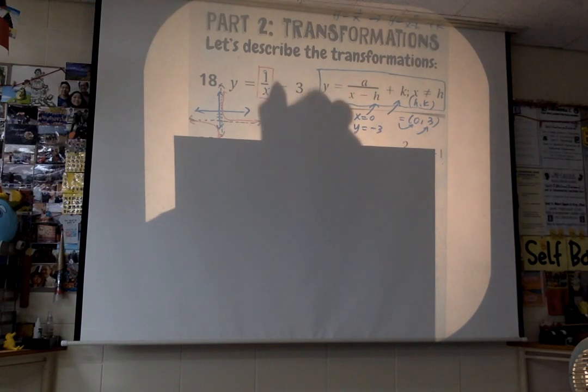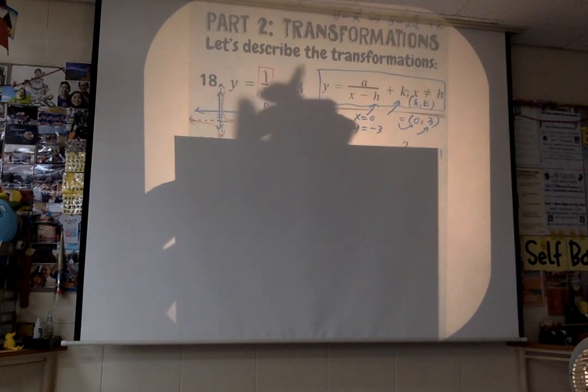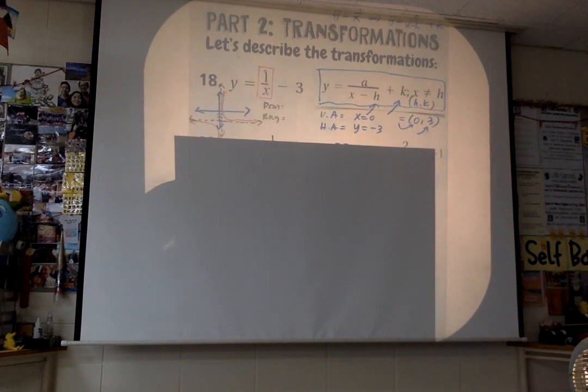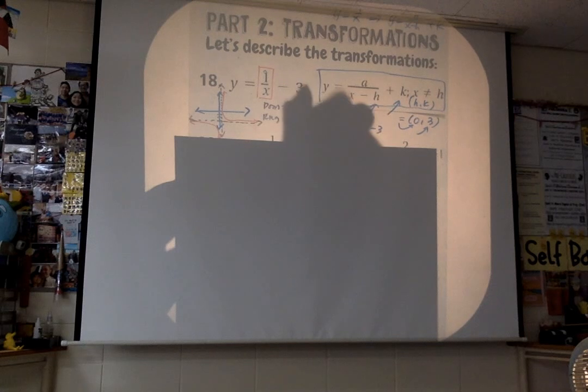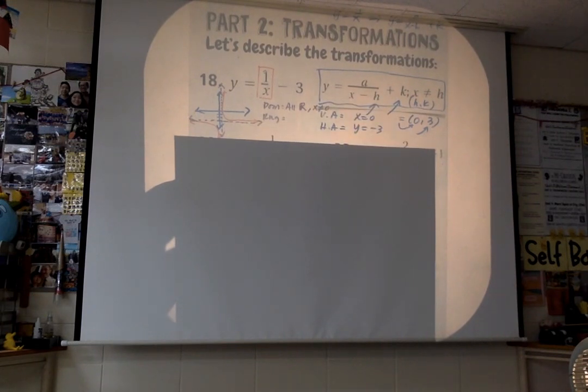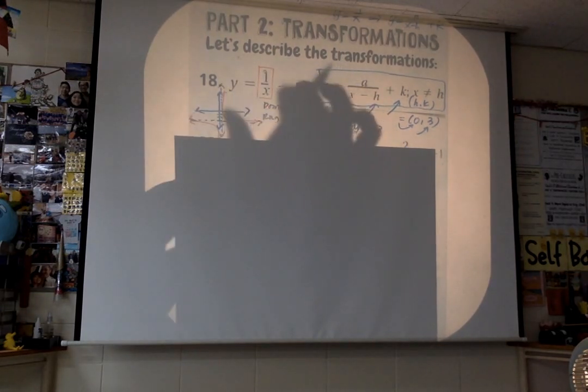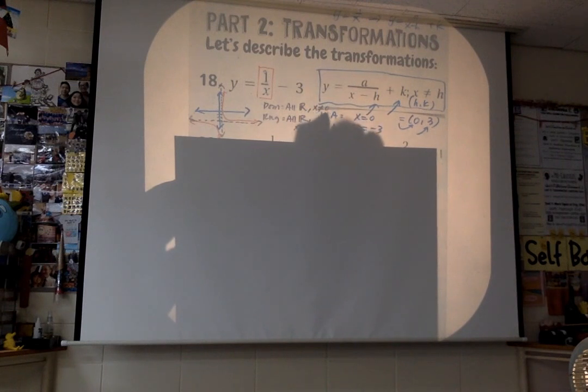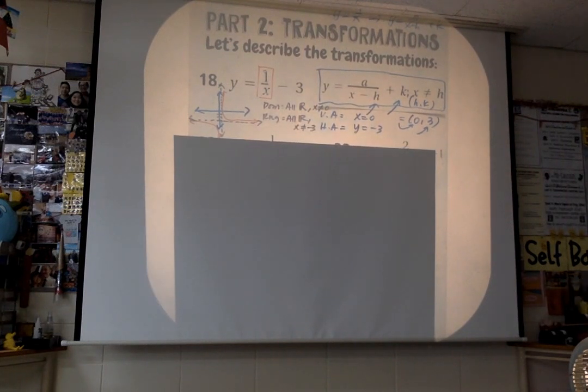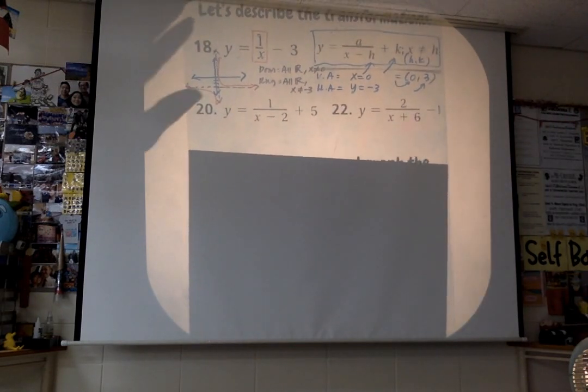Now, let's actually tell me the domain and range. Domain is what? Is there any x value that it cannot be? Yes, 0. So it's all reals except x cannot equal 0. And how about the y value? It's all reals, because it could go up and down forever, but y cannot equal negative 3, so we have to state it that way. All right? So now go ahead and try number 20 on your own, and I'll show you 22 too.